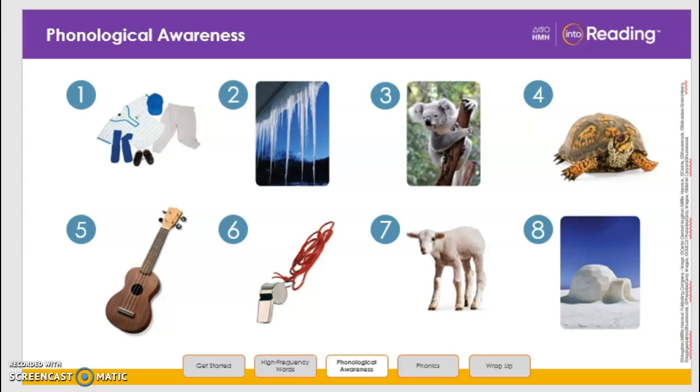Let's look at the picture for number 7. That is a lamb. Lamb. How many syllables? 1. L-A-M-B. Lamb. And the last one is an igloo. Igloo. And how many syllables did you hear in that word? 2. Good job, friends. Wonderful.